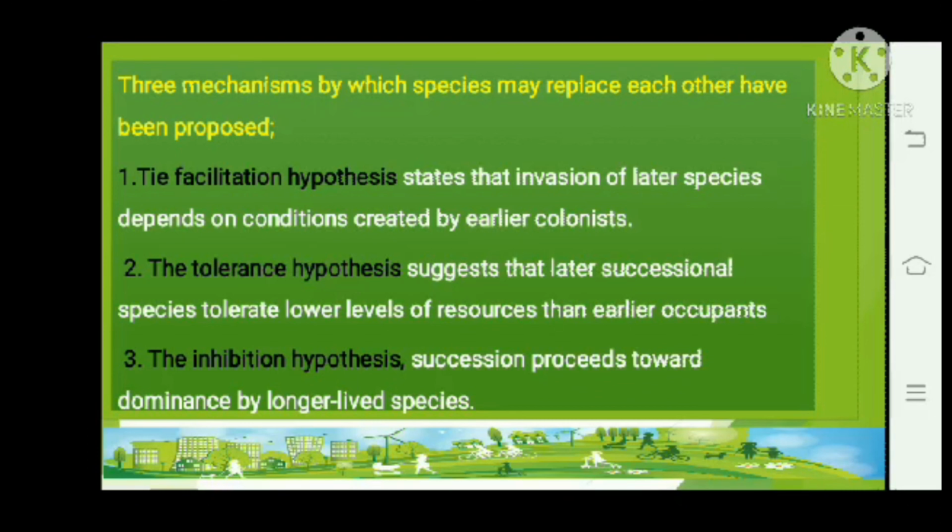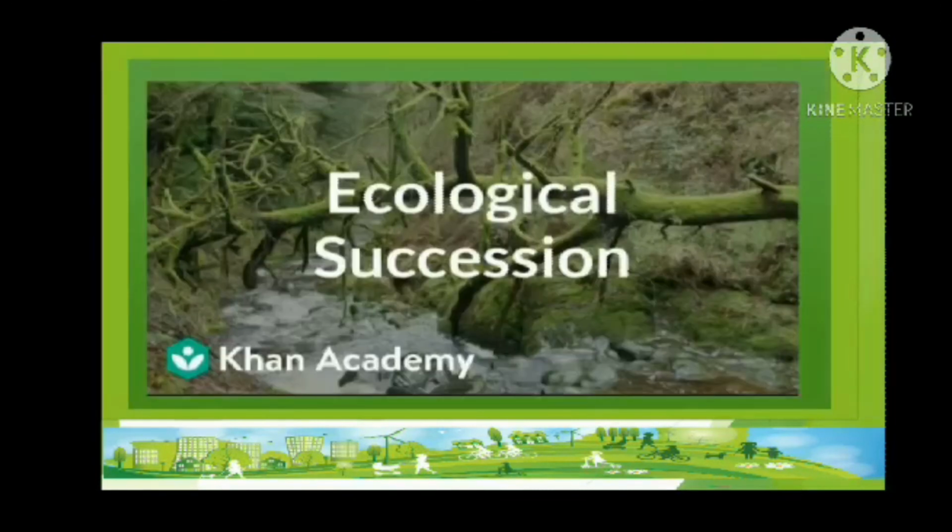Second, the tolerance hypothesis. It suggests that later successional species tolerate lower levels of resources than earlier occupants. So here, succession proceeds despite the resistance of earlier colonists. Third, the inhibition hypothesis. Succession proceeds toward dominance by longer-lived species. So those are the three mechanisms by which species may replace each other.